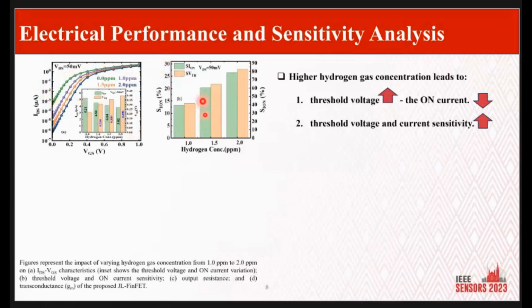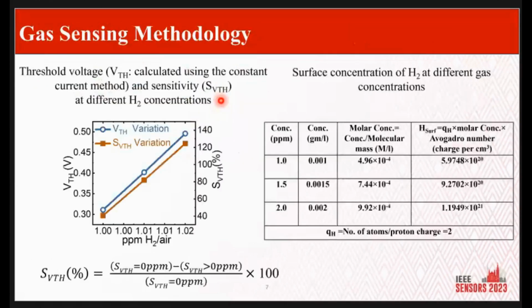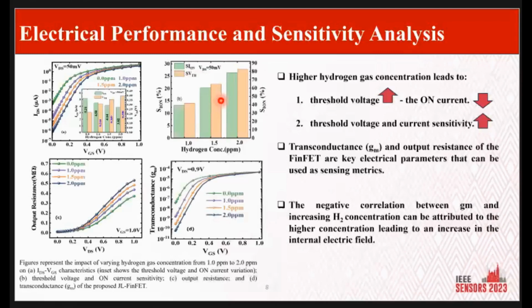So anyway, here you have the subthreshold slope increases. Sorry, the sensitivity of the I on current and the sensitivity of the voltage threshold increase with the hydrogen concentration. I promise I will finish on time. I have just a couple more slides.